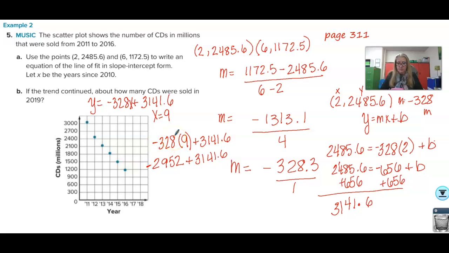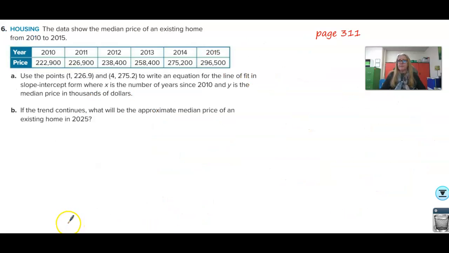All right, so let's see. We had 3141.6 minus 2952. We can estimate that there are 189.6. You can't sell 0.6 of a CD, so let's estimate 190. What is this? Million CDs sold in 2019. That would be our answer. It's a lot of work. Okay, that's why you're in algebra, so you can do lots of work.